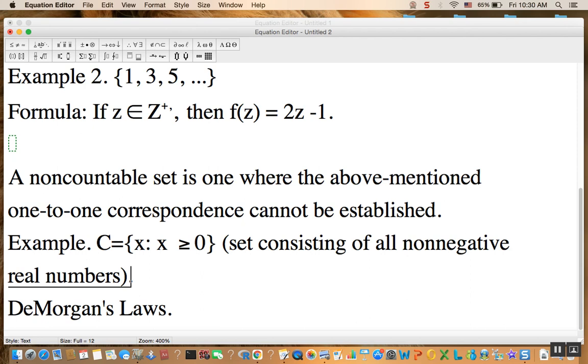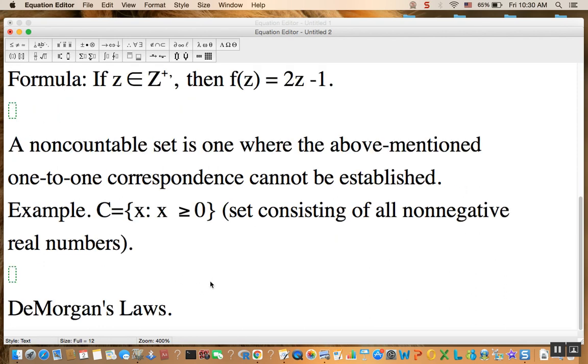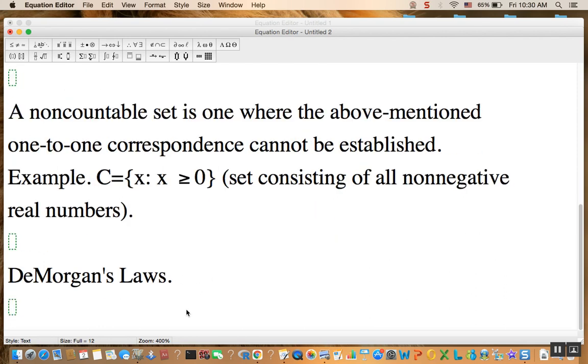So now that we have established what countable and non-countable infinite sets are, let me move on and talk about the other concept that we're going to need, De Morgan's laws. So, by the way, I'm going to ask you to do an exercise related to these laws. But before I tell you what that homework problem is going to be, let me state these laws.